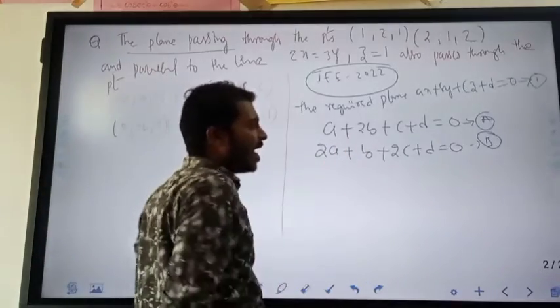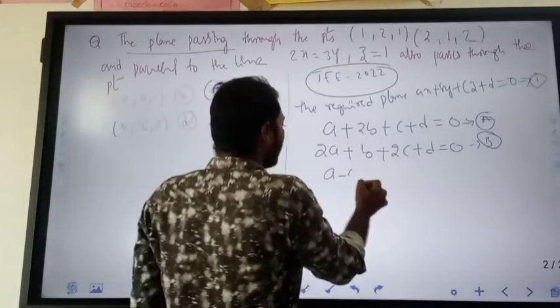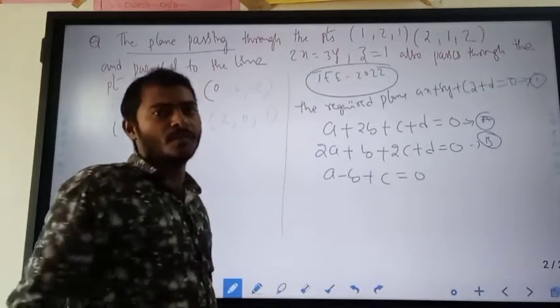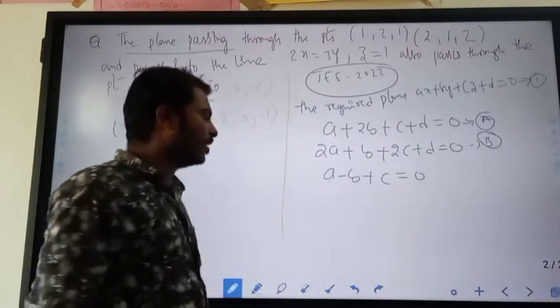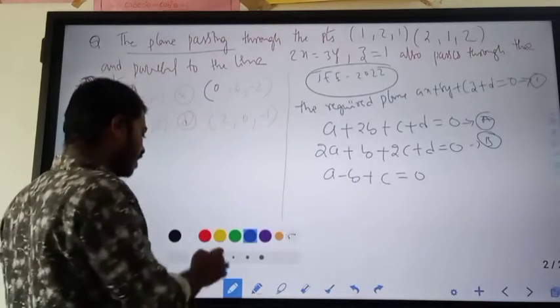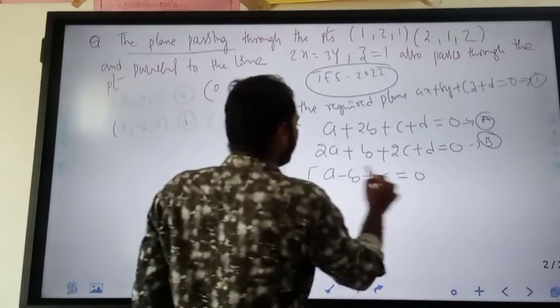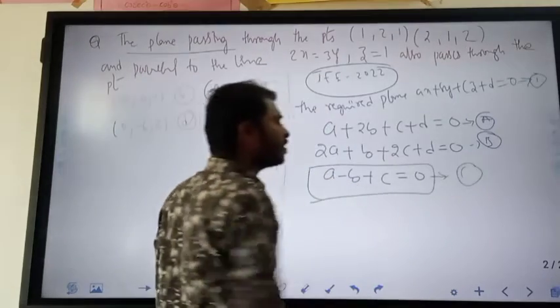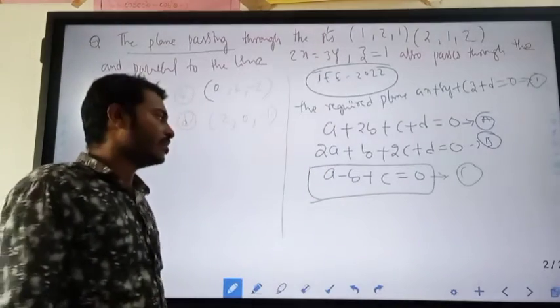By solving equations A and B, we get a - b + c = 0. This is equation C.